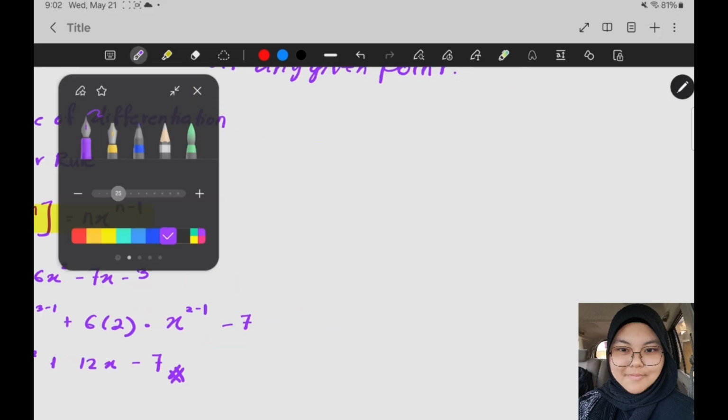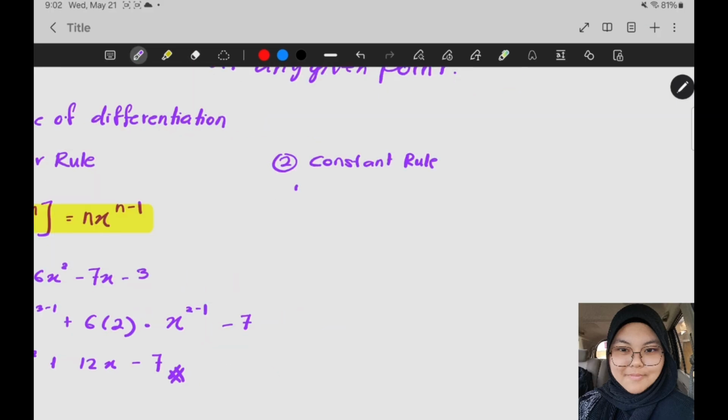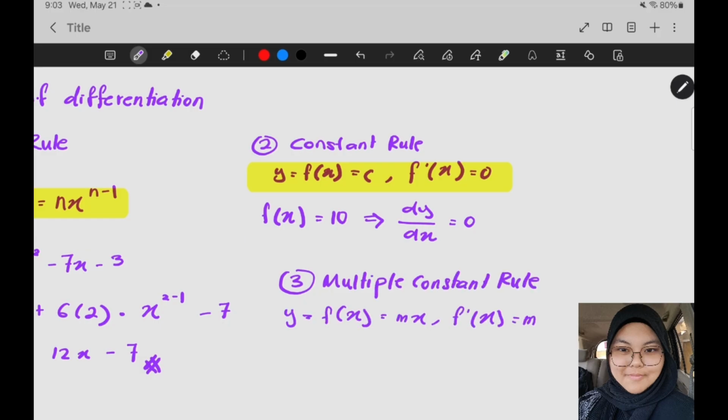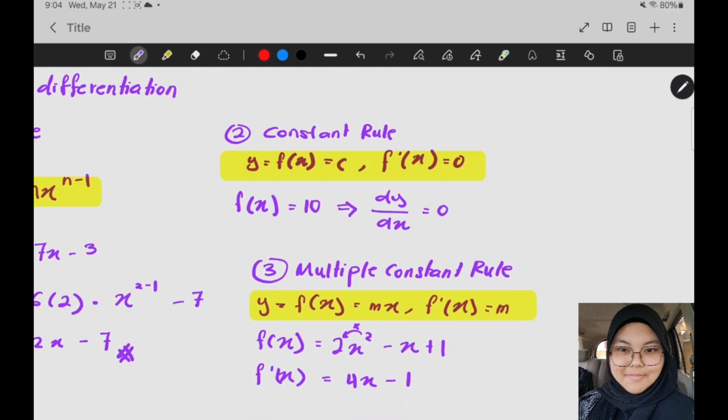Next, we have the constant rule. If a function is just a constant, then its derivative is 0. Why? Because the constant doesn't change. Next, we have the multiple constant rule. If you have a constant multiplied by a function, you can take the constant outside the derivative as the formula given. So the answer for this question is 4x minus 1.